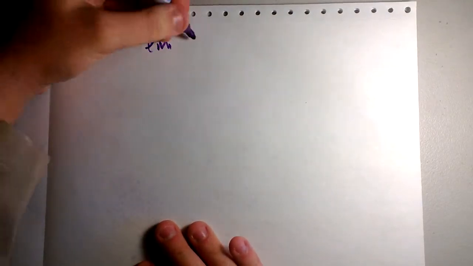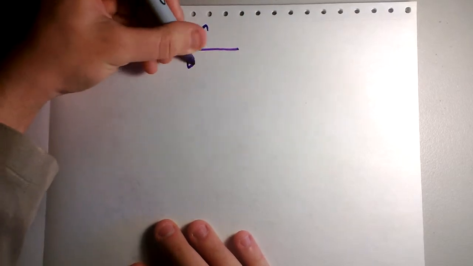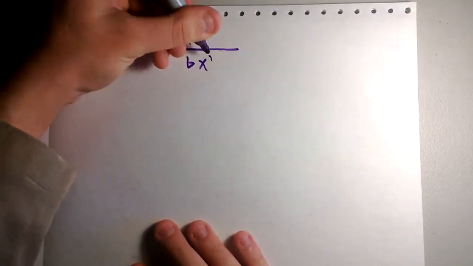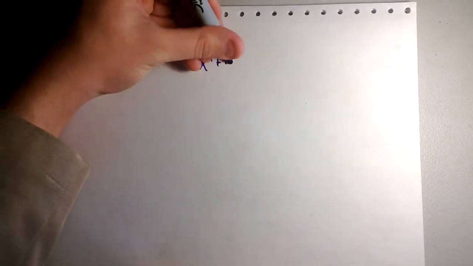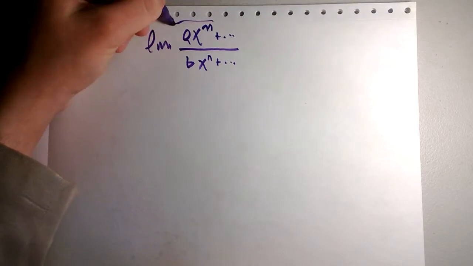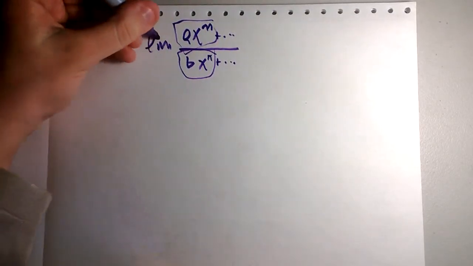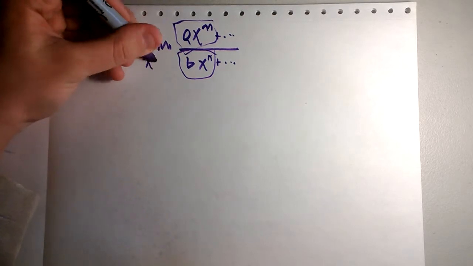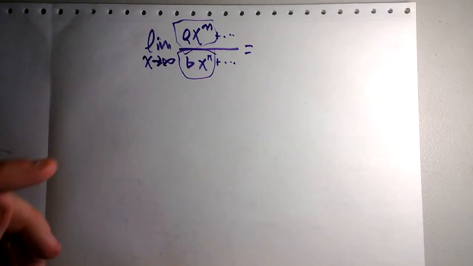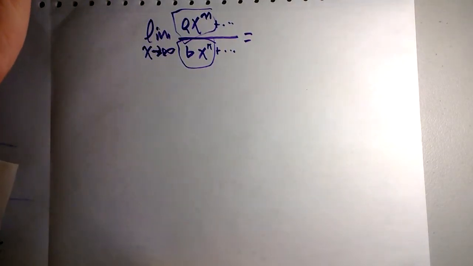If our limit of ax to the n over bx to the, oh, I said this first one was m for some reason. The second one is n plus stuff that's decreasing in degree. So that's the degree of the top, that's the degree of the bottom, the n, and m is the degree of the top. Limit as x approaches infinity. Could be negative infinity as well, but I think you can logically figure out what happens in those cases.